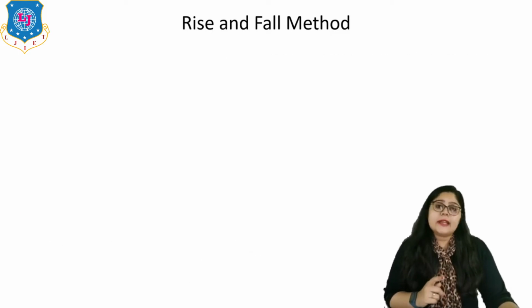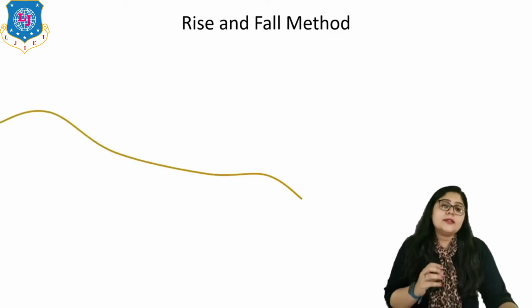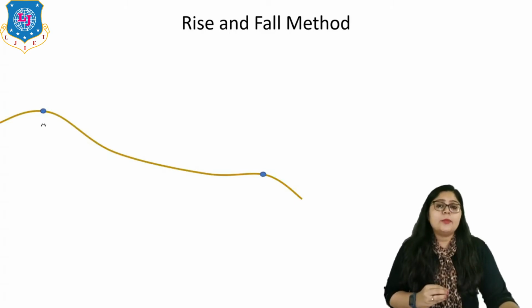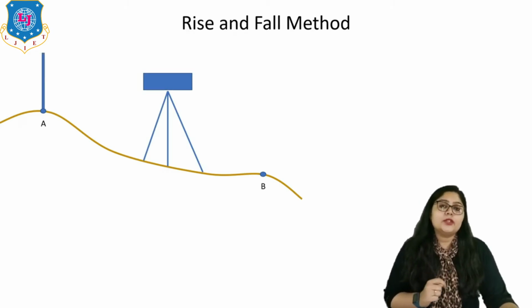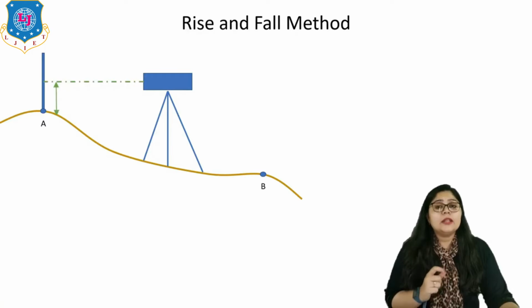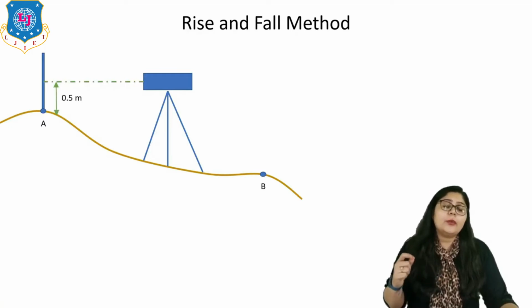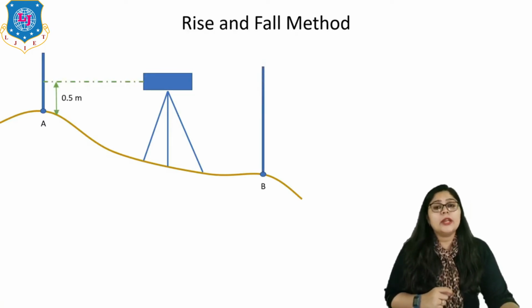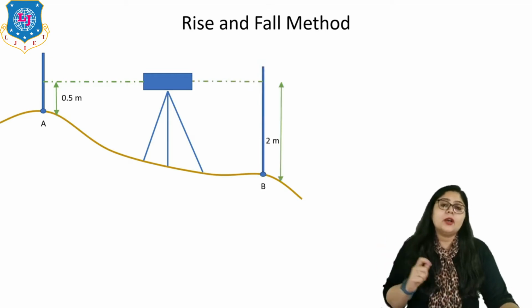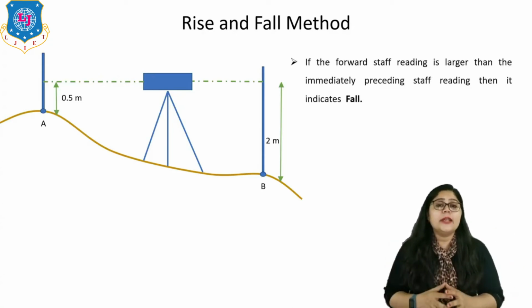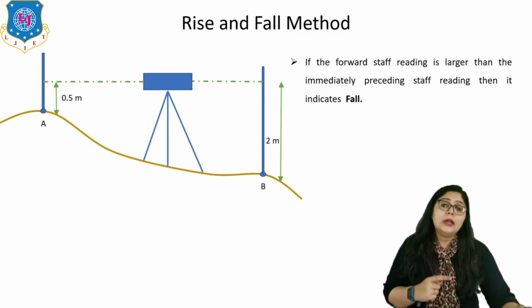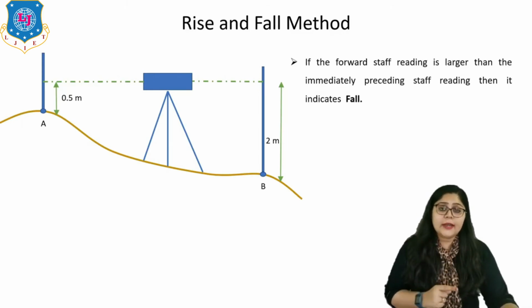Now if I talk about the second condition, so here on screen you can see this is the ground condition and these two are the points station A and station B. Again I have arranged my dumpy level in such a way for calculating the RL of these 2 points. So here if I take the reading for station A, it is something like 0.5 meter, and if I am going to take reading for station B, it is something like of 2 meter. So now I can say that if the forward staff reading is larger than the immediate preceding staff reading, then it indicates that it is a fall. Here clearly you can see the fall is there, right?